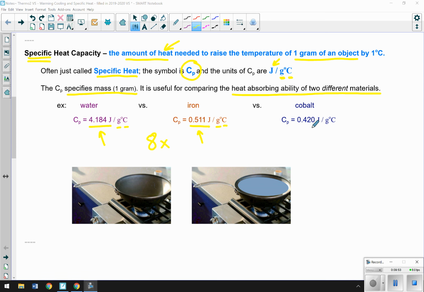And finally, I just mentioned cobalt because cobalt has a specific heat. It takes about 0.420 joules per gram degree C. So it takes 0.420 joules, essentially 0.4 joules, which is almost exactly 1/10 of the amount of energy that it takes to raise water. So again, with cobalt, it takes 10 times as much energy to raise water's temperature by 1 degree than it does cobalt. And so this is, again, how we can use specific heat to compare the heat absorbing ability of two different things.